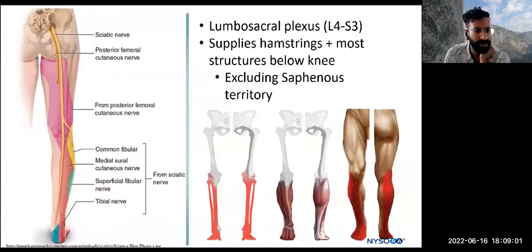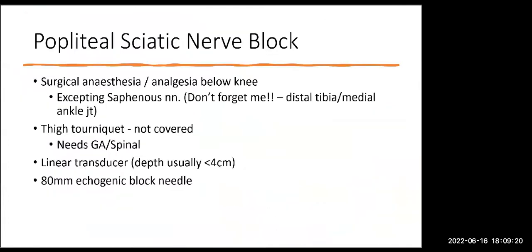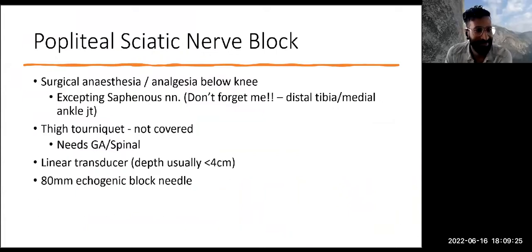The sciatic nerve can be blocked at multiple levels, from the gluteal area down the thigh to the popliteal fossa. But I'm going to focus on the popliteal fossa because the nerve is quite superficial and easily visualized at this area, and that makes it quite amenable to be blocked. So the pop sciatic nerve block, we can provide surgical anesthesia or analgesia for anything below the knee.